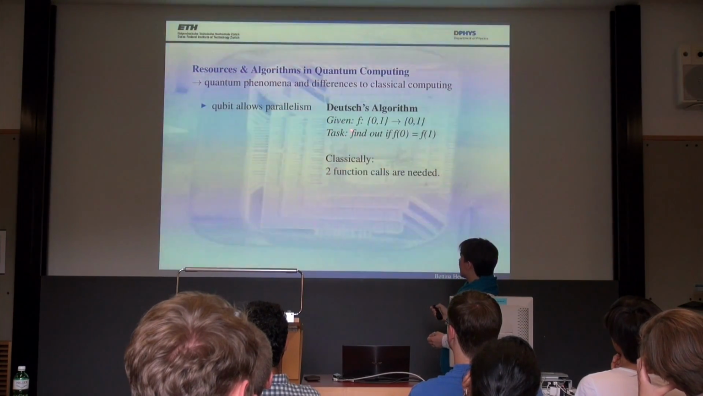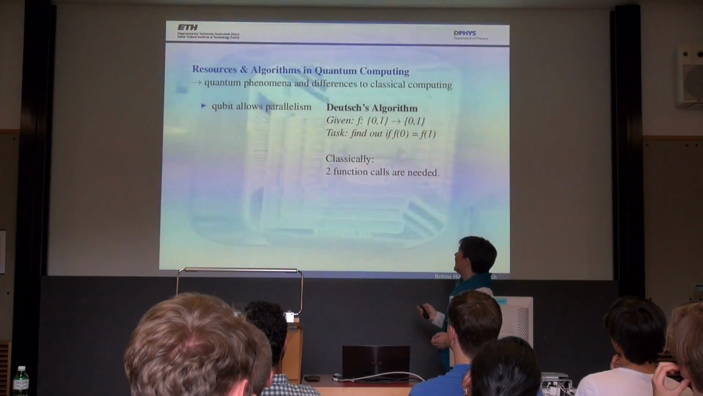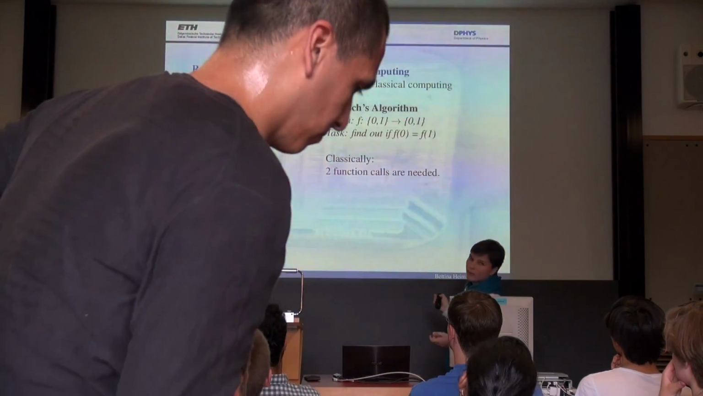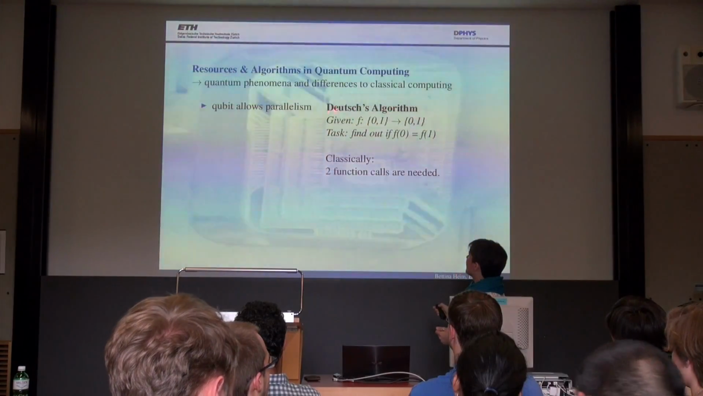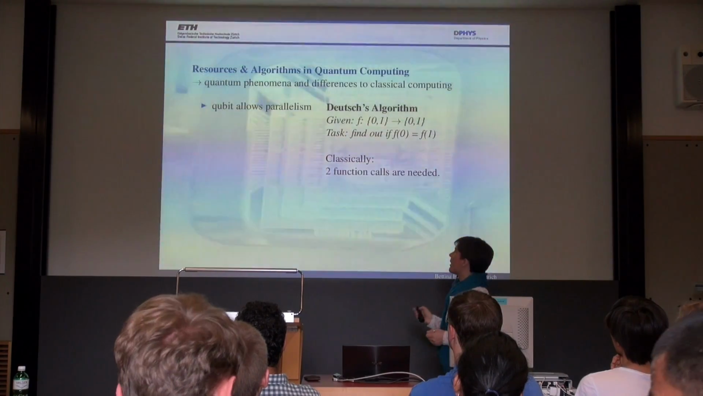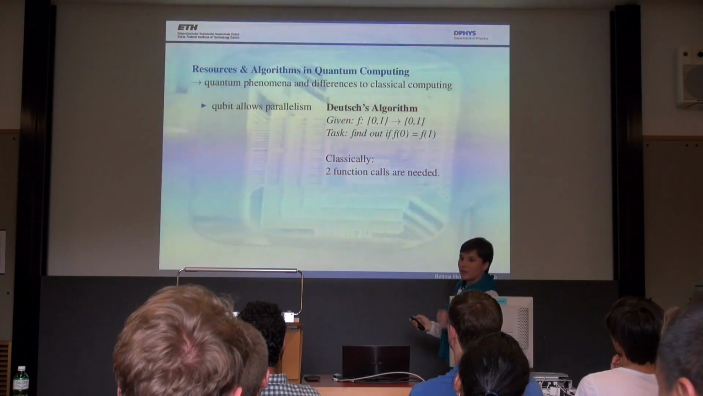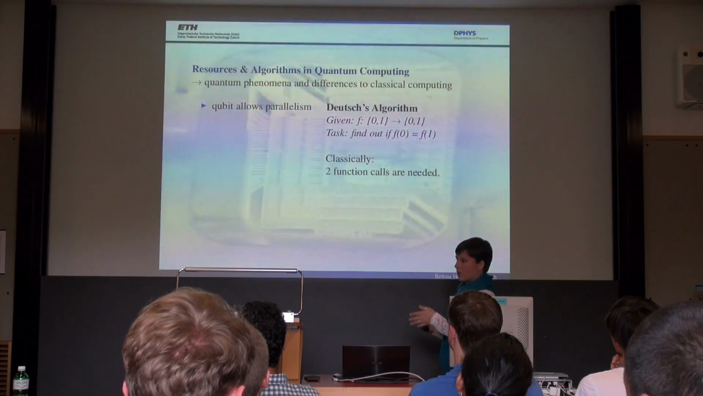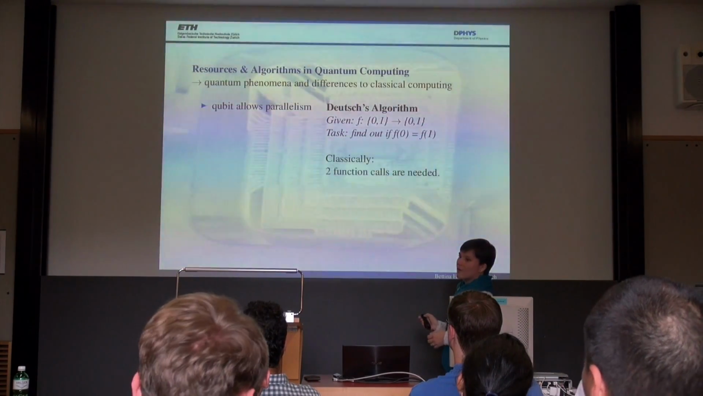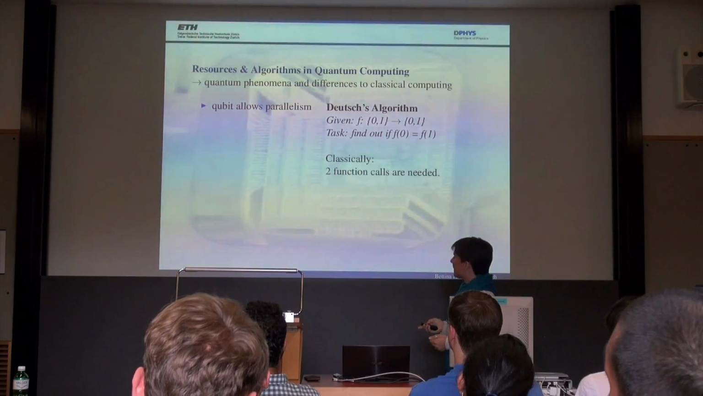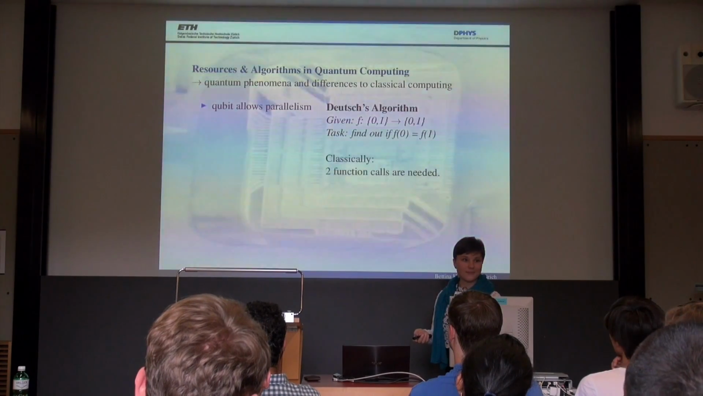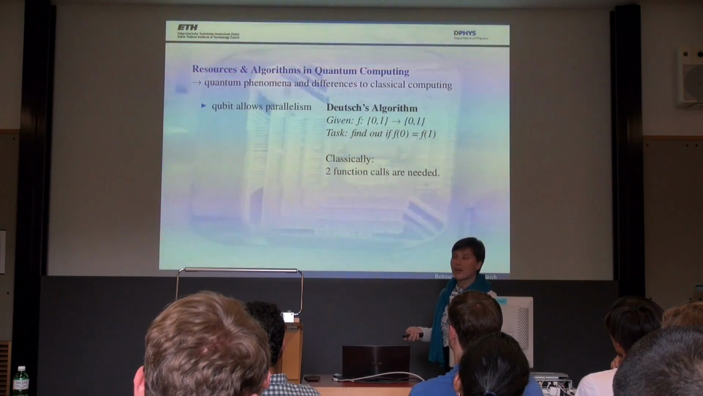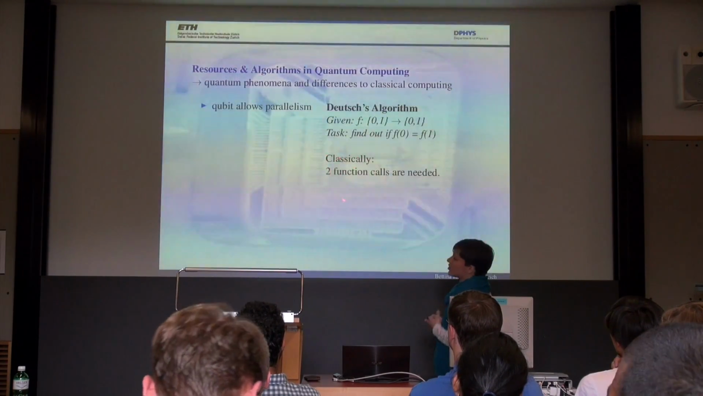So our task is, we have a function. It maps 0 and 1 onto 0 and 1, just the way I drew the picture before. We're now supposed to find out whether both 0 and 1 are mapped to the same, to 0 or 1, or whether they are mapped to something different. So classically, there's not much to do except just try out both inputs, see if we can get the same, and then we have our answer. This, however, needs two function calls.